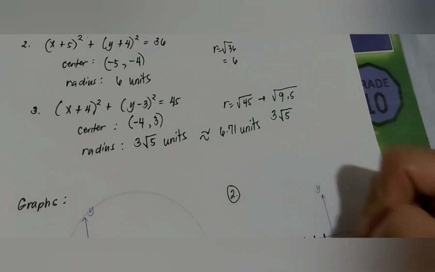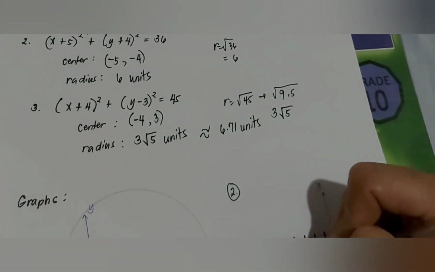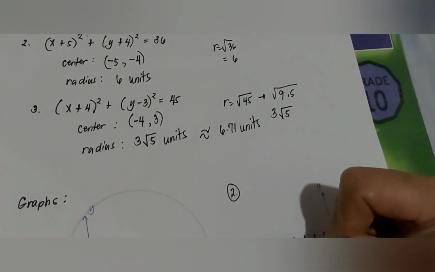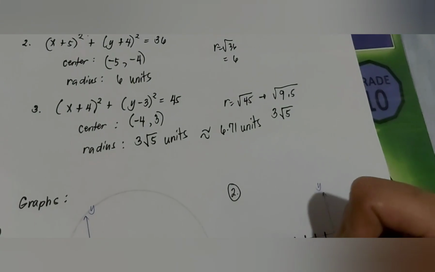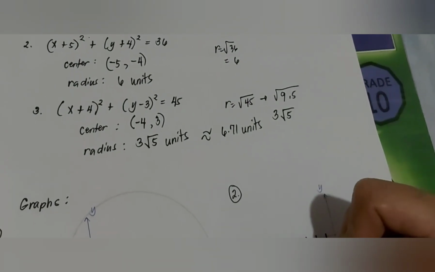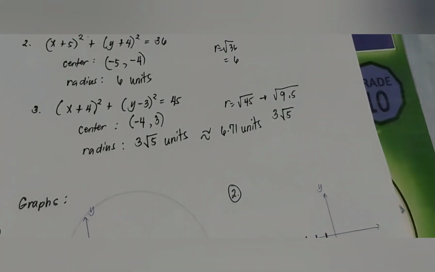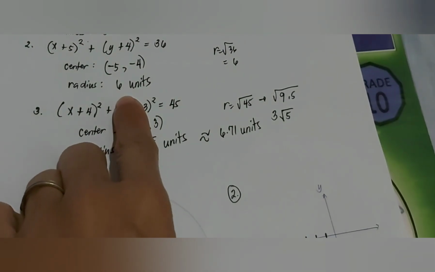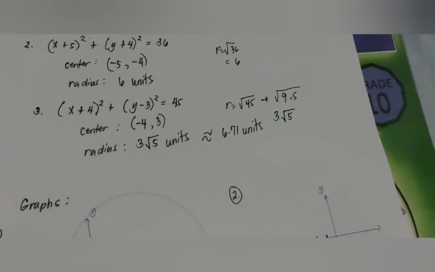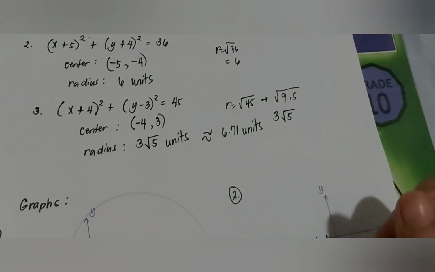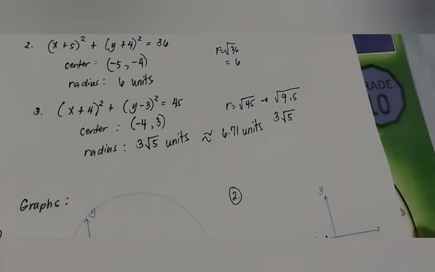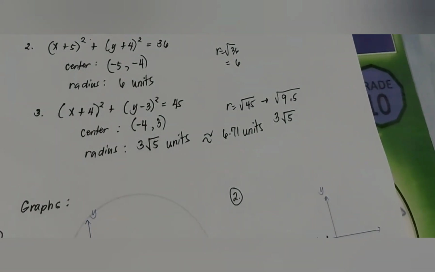So, connect natin dalawa. Ito negative 4. Connect. So, this is our center. Negative 5 and negative 4. Now, our radius is 6 units. So, bilang tayo ng 6 units. So, I'd rather choose naman yung pa kanan. So, 1, 2, 3, 4, 5, 6. So, this is the 6th.